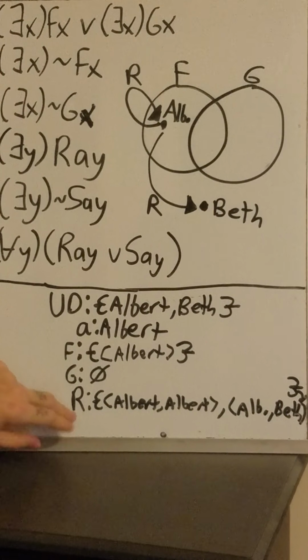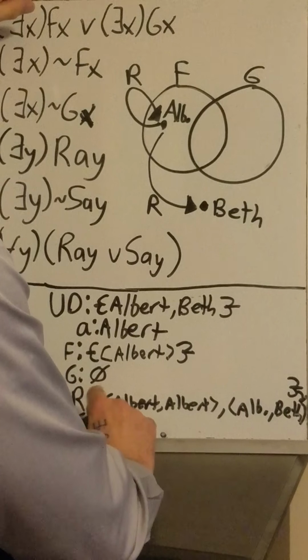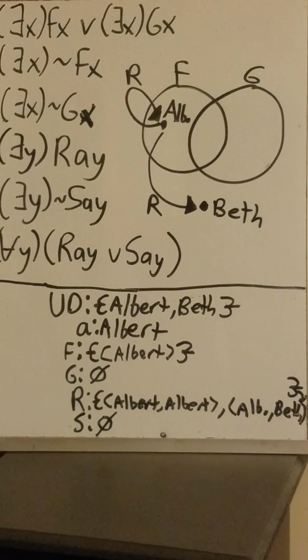And now we need S, and again, there's nothing in the extension of S. There we go. It's the null set. All right, so there we have a model that makes all of these sentences true. So it's an interpretation that makes all of these sentences true.